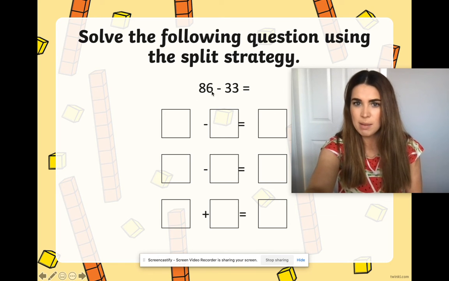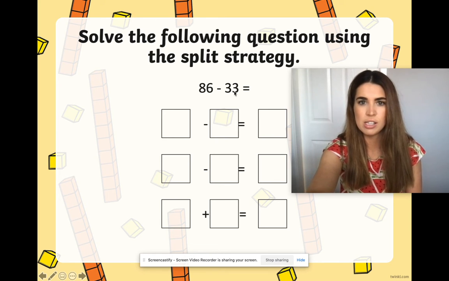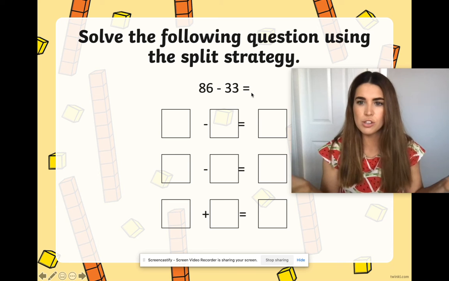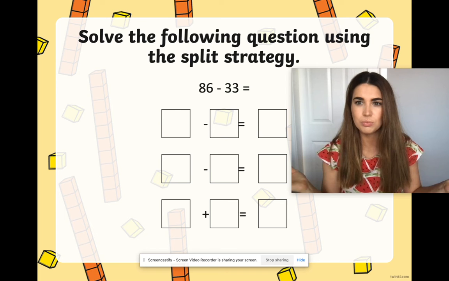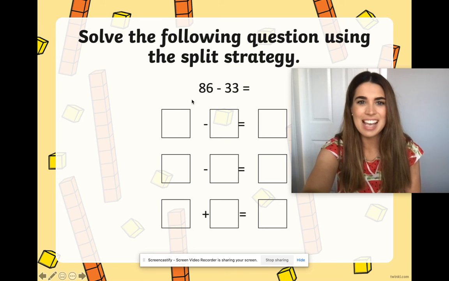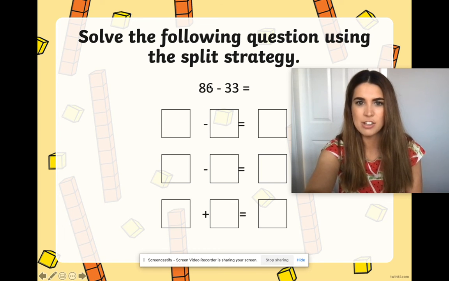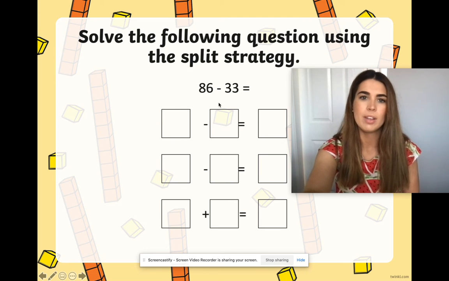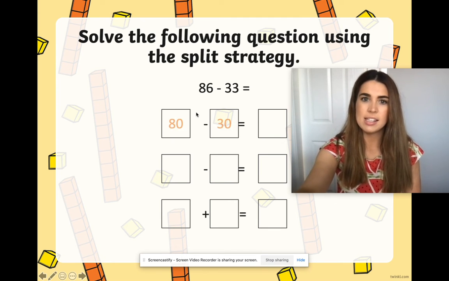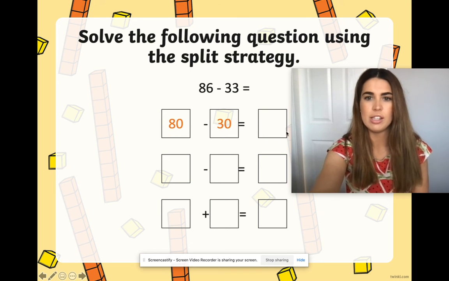If you were given just the number sentence written out, let's read it together. 86 take away 33 equals, what would you do first? Tell mum or dad. Tell the teacher at school. First of all, you would take away the tens column. So I know that this 8 isn't just 8, it's actually 80. I can imagine there's a 0 here. And I know this 3 isn't just 3, it's actually 30. I can imagine there's a 0 there. So really what it's asking me is 80 take away 30.